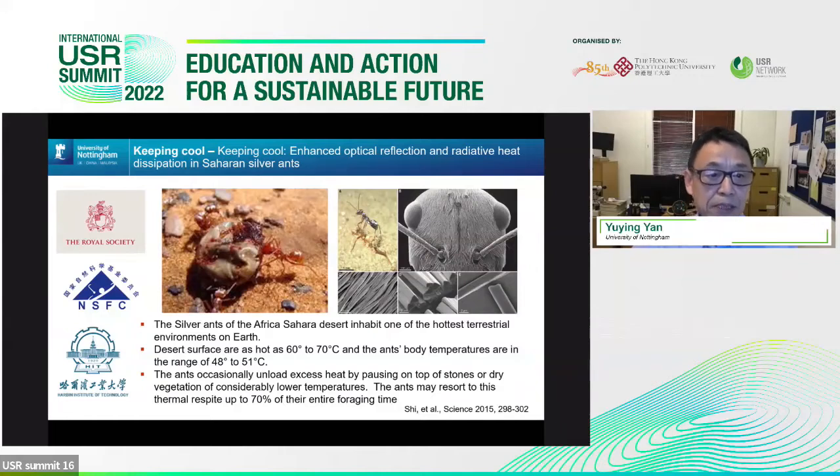Recently, funded by the Royal Society and the China Natural Science Foundation, and collaborating between the University of Nottingham and the Harbin Institute of Technology, we try to tackle this problem. One thing we can learn from nature is the silver ant from the African Sahara Desert, which inhabits one of the hottest terrestrial environments on Earth. In the desert, the surface temperature could be as hot as about 60 to 70 degrees centigrade, and the ant's body temperature will be about 50 degrees centigrade.